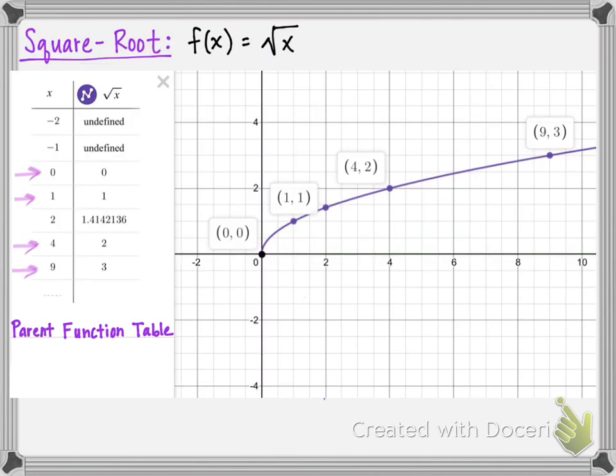Last but not least, we have the square root function today that we're going to review. That's f of x is equal to the square root of x. Now look at the table on this one. You got -2 is undefined. -1 is undefined. But 0, the square root of 0 is 0. Because 0 times anything, 0 times itself, 0 times 0 is 0.